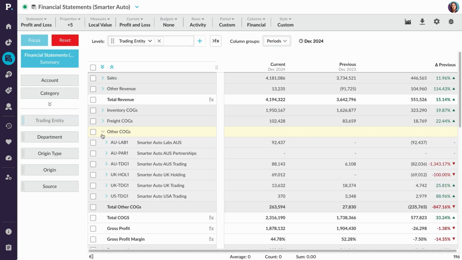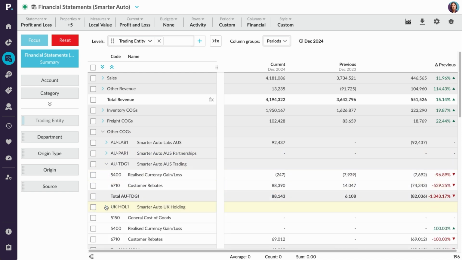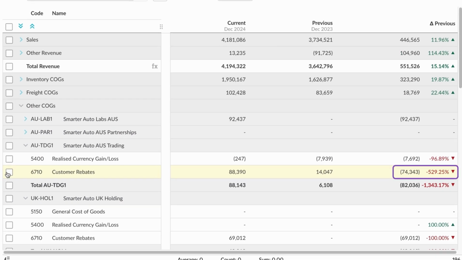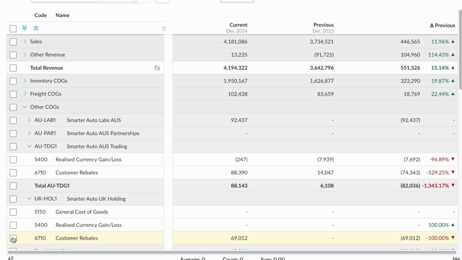With this visibility, I can quickly identify two problems. One, the Australian trading subsidiary is giving away a lot more rebates than in the previous period. And two, the holding company looks like it's giving away rebates. They don't trade to customers, so this looks like a miscoding issue.